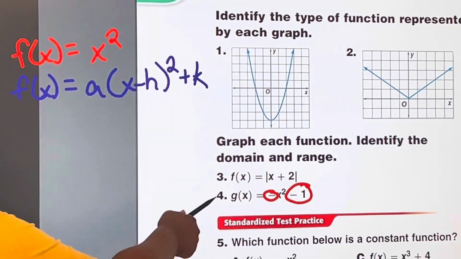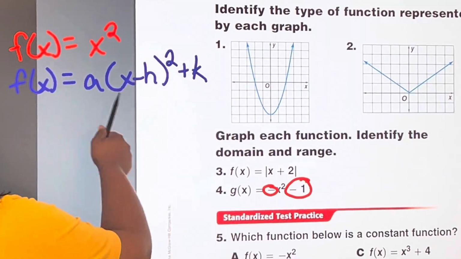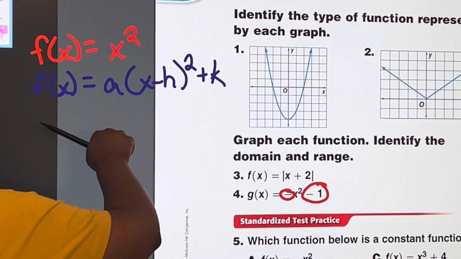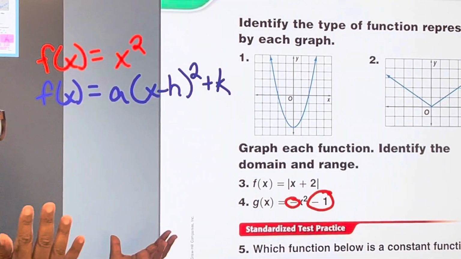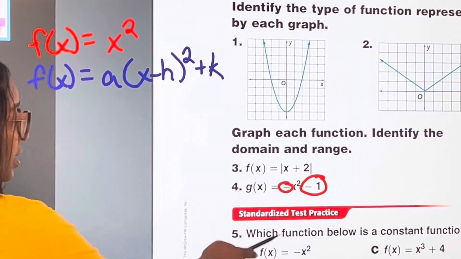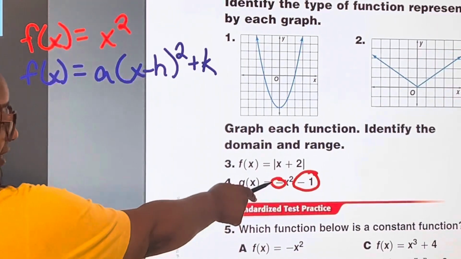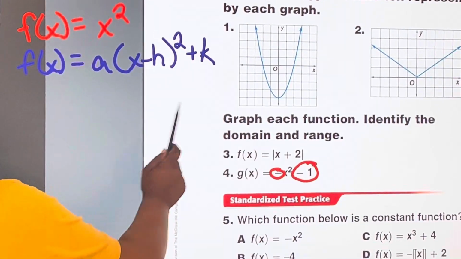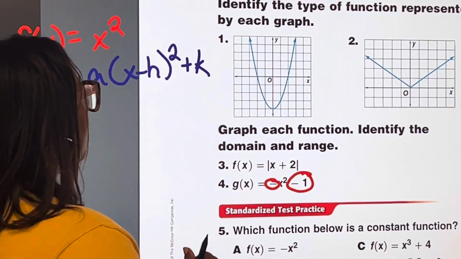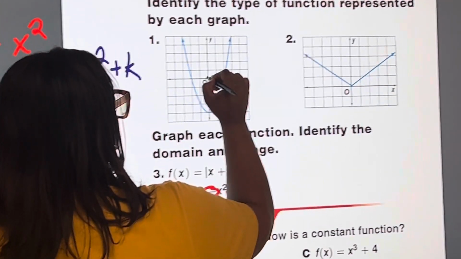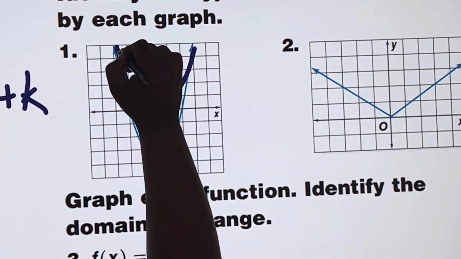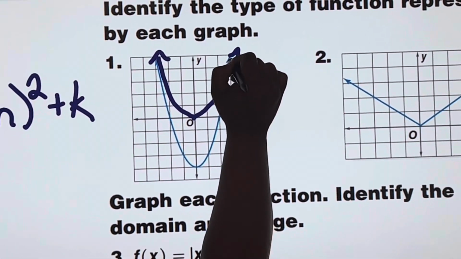So when I look at this negative, a is either going to stretch it if it's a number greater than 1, or compress it, make it wider, if it's less than 1 but greater than 0, or a can also reflect it. Since that a is a -1, a negative, it's going to reflect over the x-axis. So I'm going to draw up here again my parent function, y equals x squared. And that's ugly, but y'all get the idea.